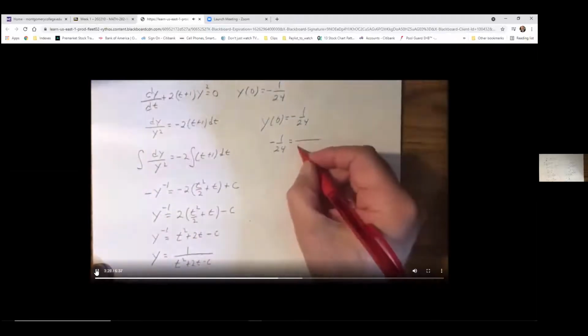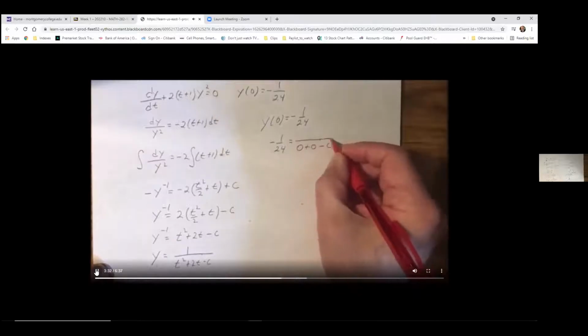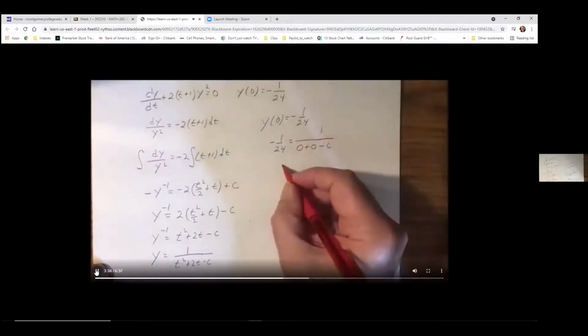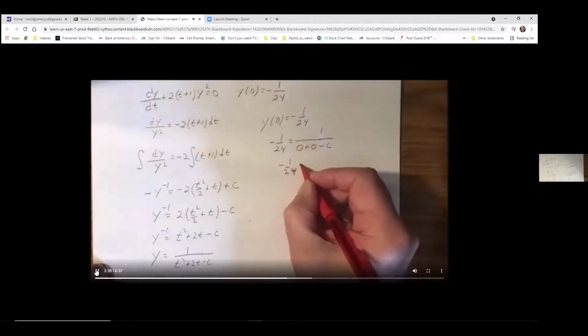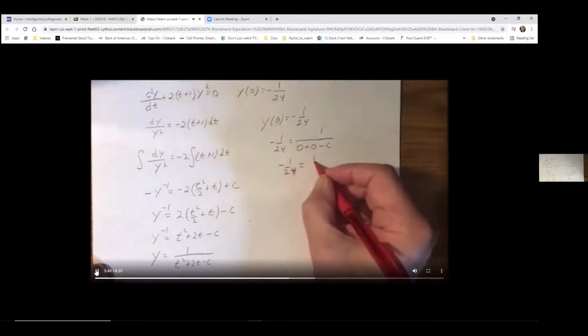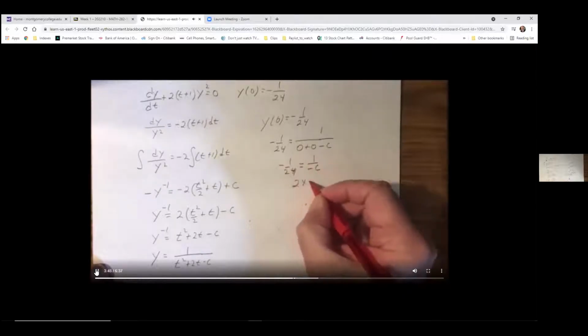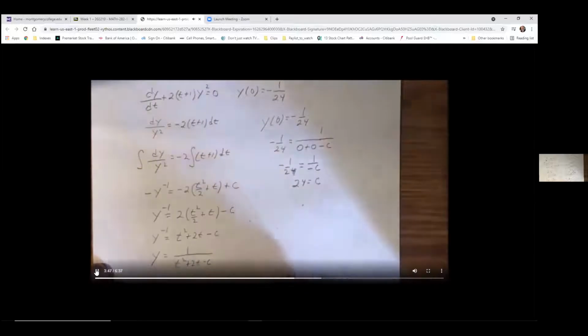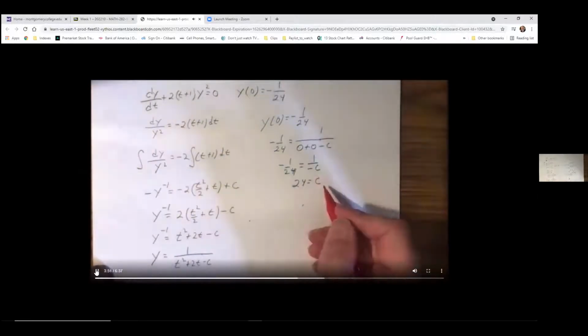So this is going to be 0 plus 0 minus c over 1. So I'm getting that minus 1 over 24 is equal to minus 1 over c. So c, I'm getting c is equal to 24, right? C is equal to 24.